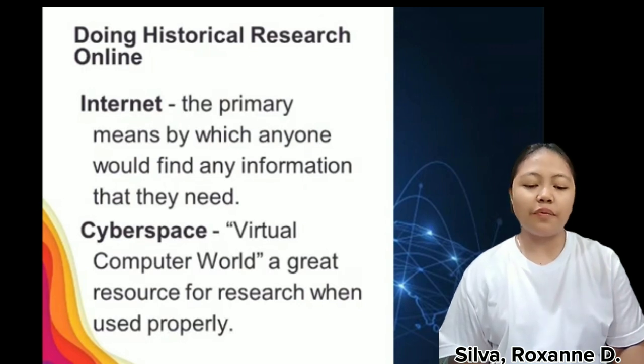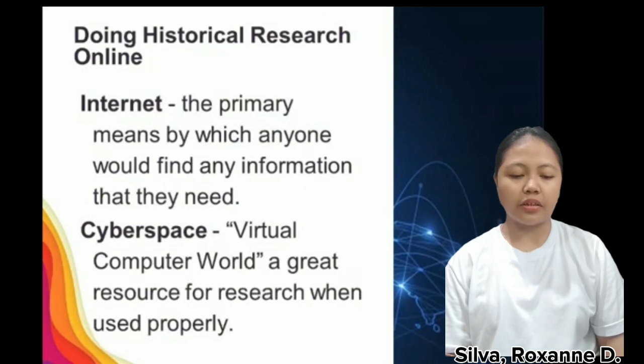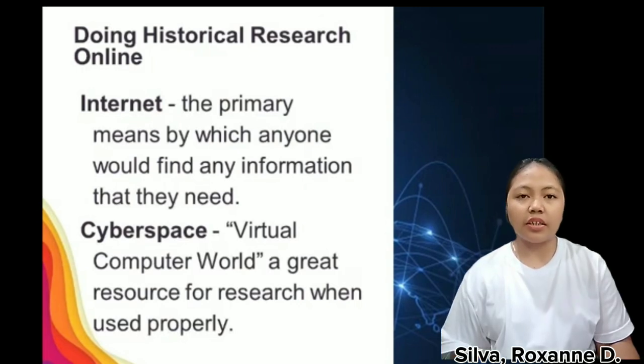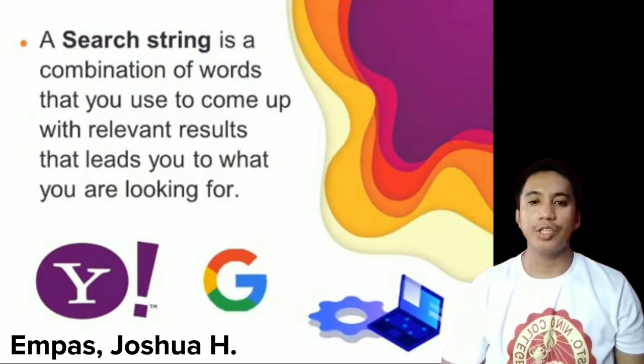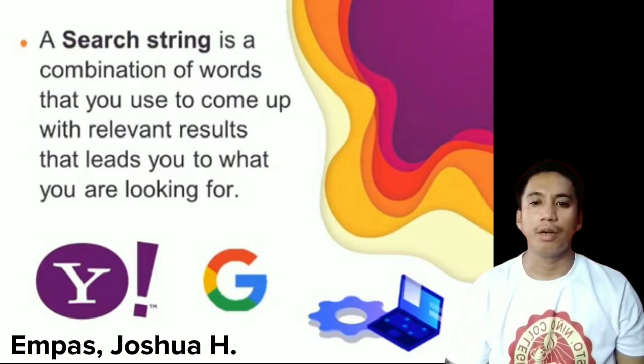Because not all information is considered credible, and you may also be subjected to plagiarism for not giving proper credit to the author, knowing where and how to look for information is a simple skill needed in doing historical research online, especially with the aid of a search string. A search string is a combination of words that you use to come up with relevant results that lead you to what you are looking for.